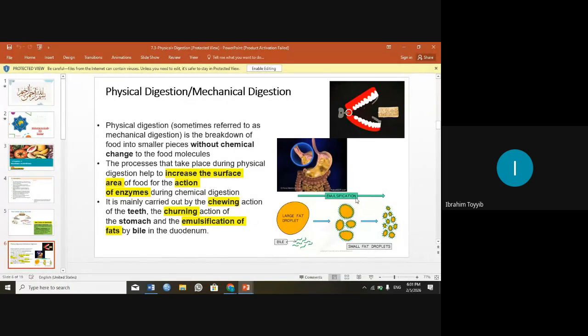So this large fat emulsification means the breaking down of what? Fat. So in the presence of bile, the large fat droplets, you break them down to what? Small fat droplets here. Physical digestion, also referred to as mechanical digestion, is the breakdown of what? Food into smaller pieces without chemical change.